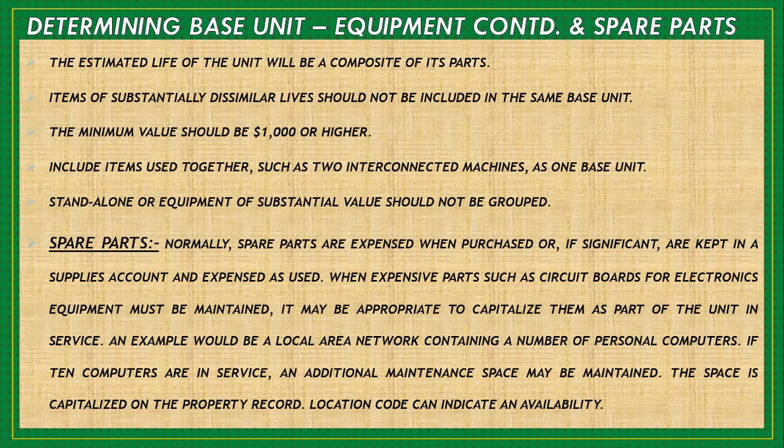The estimated life of the unit will be a composite of its parts. Items of substantially dissimilar lives should not be included in the same base unit. The minimum value should be $1,000 or higher. Include items used together, such as two interconnected machines, as one base unit. Standalone equipment of substantial value should not be grouped.